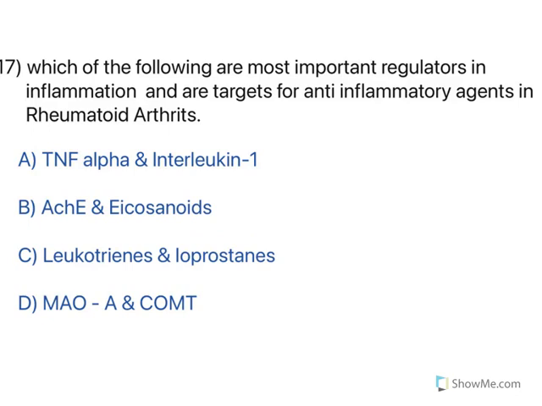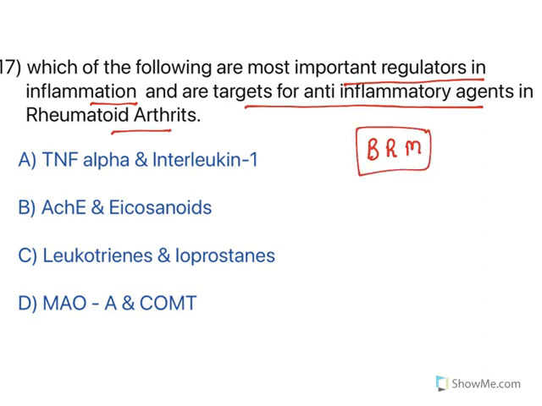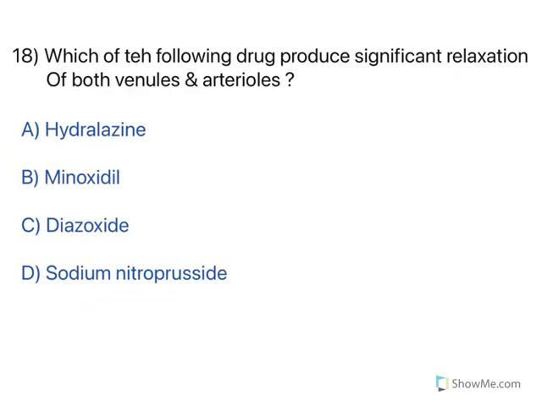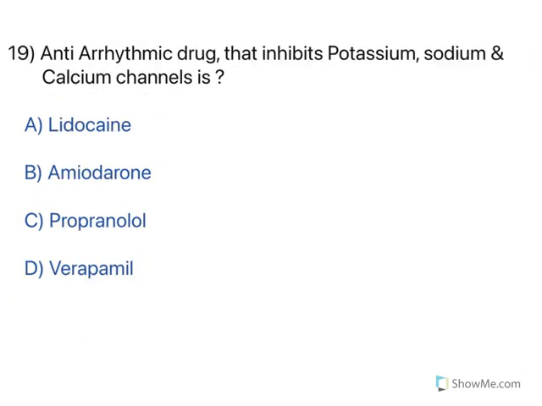The next one. Now, which of the following are the most important regulators in inflammation and are targets for anti-inflammatory agents in rheumatoid arthritis? The first question we have seen, they are known as biological response modifiers. They are tumor necrosis factor alpha and interleukin 1. So this is the choice. Now, which of the following drugs produces significant relaxation of both veins and arterioles? Sodium nitroprusside has this action. It acts on both veins and arterioles and causes significant vasodilation. Moving to the next one.